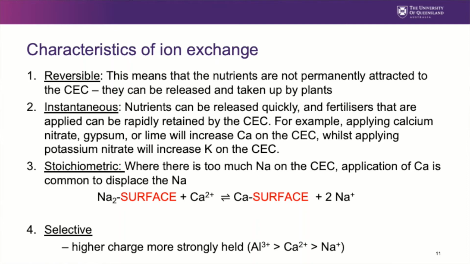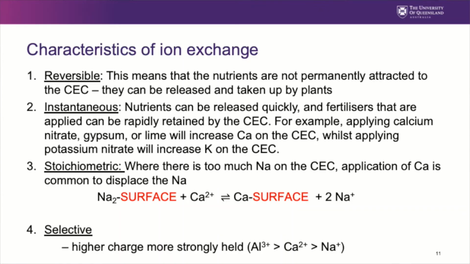It's stoichiometric. Now, what I mean by that is that as you apply, for example, calcium, that calcium, which is 2+, Ca2+, is going to displace 2 sodiums from the cation exchange capacity. That's because calcium is 2+, sodium is 1+. So it takes 1 calcium to replace 2 sodiums on the cation exchange capacity. And so if you have too much sodium on your CEC and you don't have an appropriate balance of cations on your CEC, we can apply these nutrients such as calcium, and it will replace in a stoichiometric manner the nutrients which are already on the cation exchange capacity.